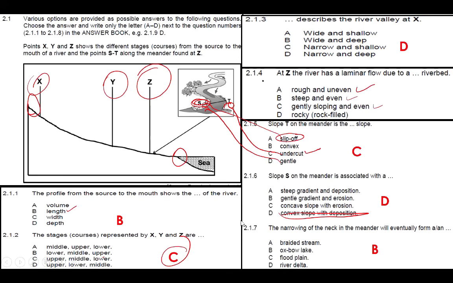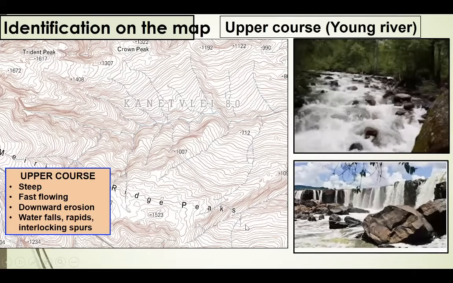Okay, let's move on to the next question now. So this is a map showing the river in the upper course. So this is what we call rapids, and this is what a waterfall is. So these are the features that you're going to find in the upper course of the river. This is a map showing the upper course of the river. You can see the contour lines that are very close to each other, indicating that the gradient is very steep.